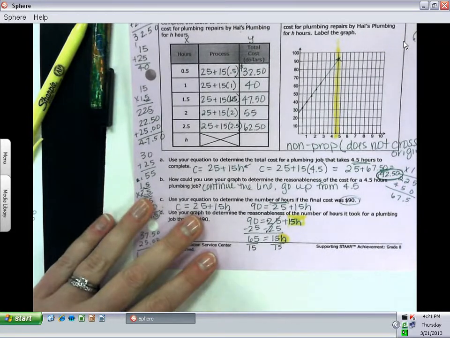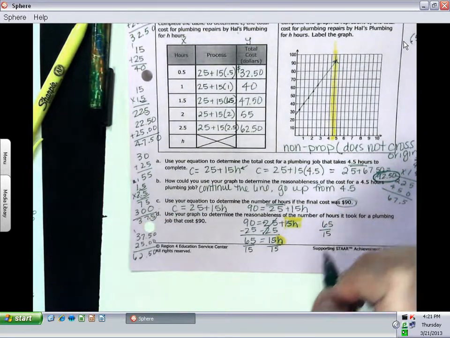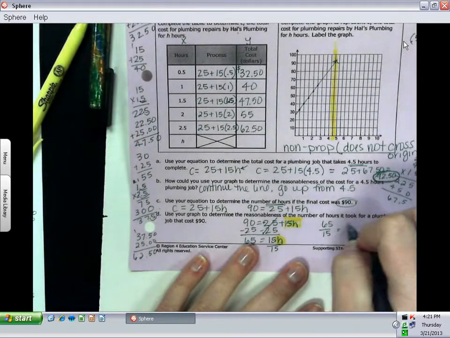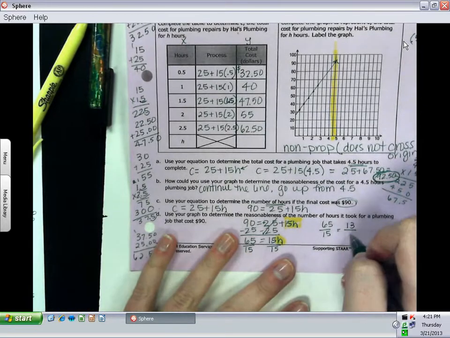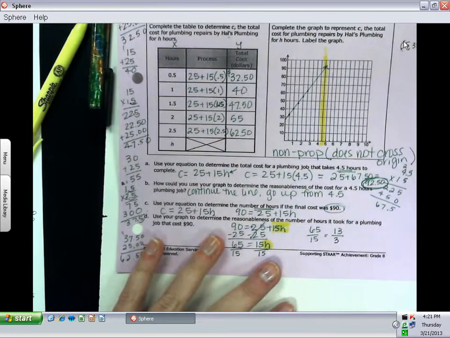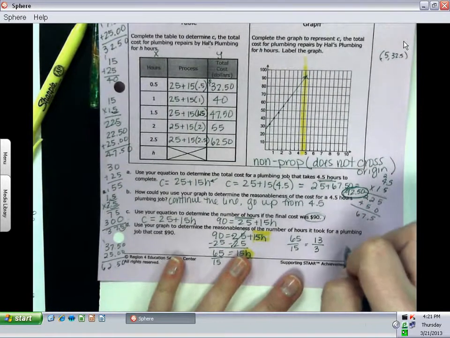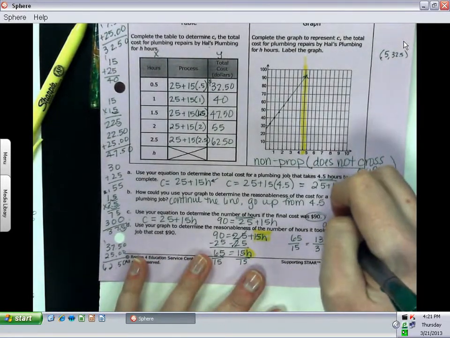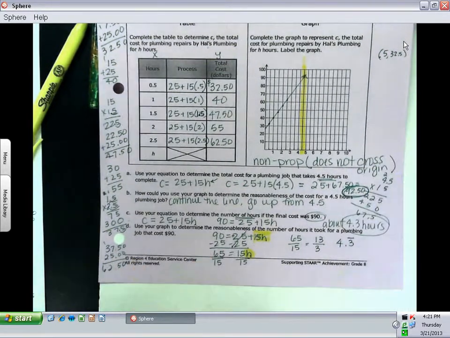Now I don't really want to divide with that, so I'm going to go ahead and simplify 65 and 15. And I'm going to simplify them by 5. So that gets me to 13 and 3. So now it's going to be a little easier to divide. And I know that 13 divided by 3 is 4.3 repeating. So your answer is about 4.3 hours. So if you had a plumber at your house for 4.3 hours, it would cost you around $90.